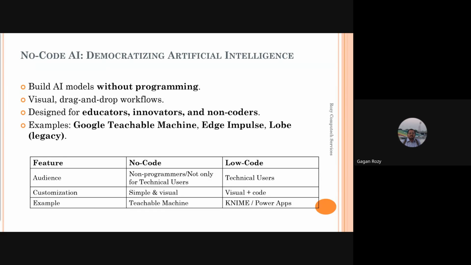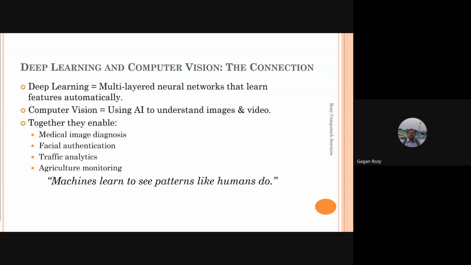Fine. Next one is deep learning and computer vision, the connection. First one was no-code only. Now, deep learning and computer vision, how are they connected? That is today's basically FDP theme, deep learning. Deep learning powers modern computer vision by enabling machines to automatically learn and recognize features like edges, shapes, and objects from raw images without manual programming.